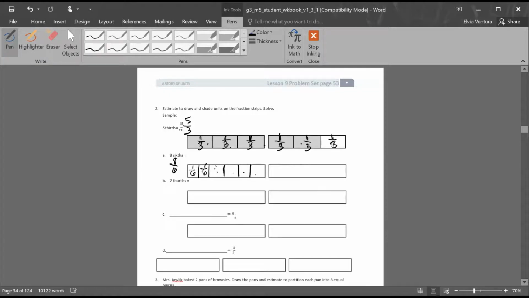1/6, 1/6, 1/6, 1/6, 1/6. And we should have 6 total.